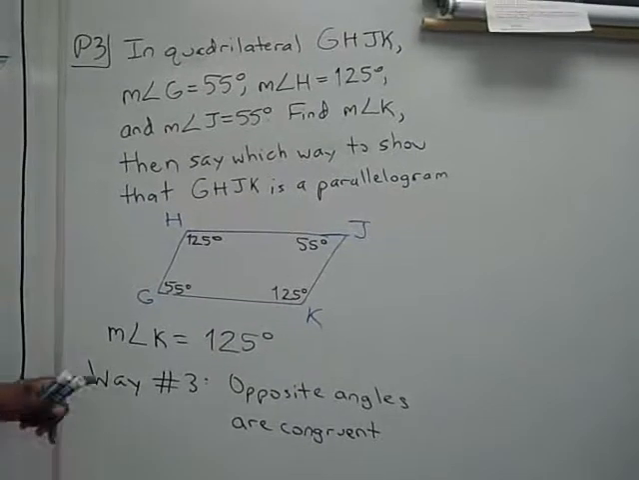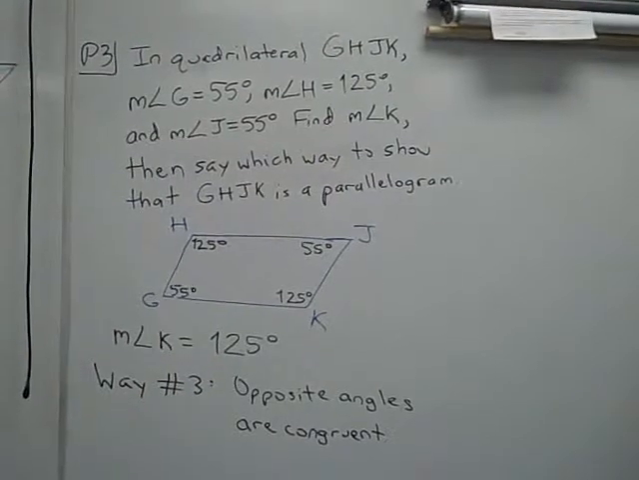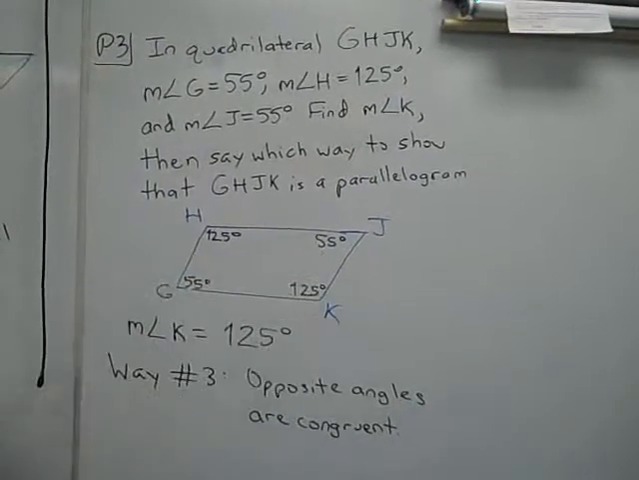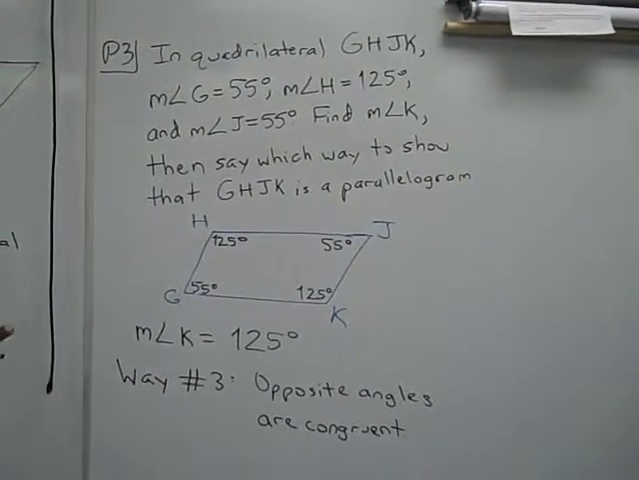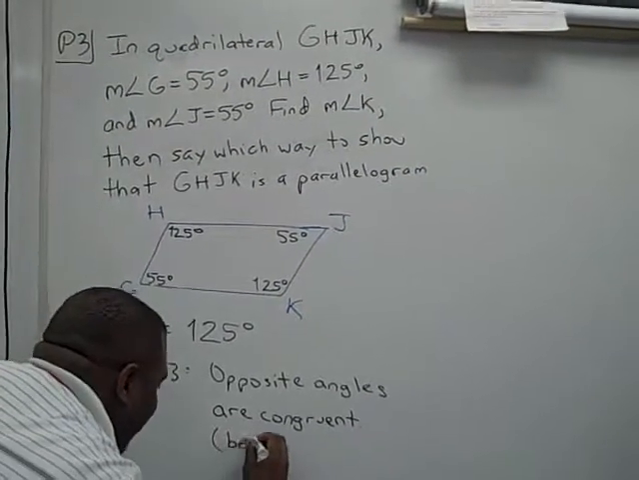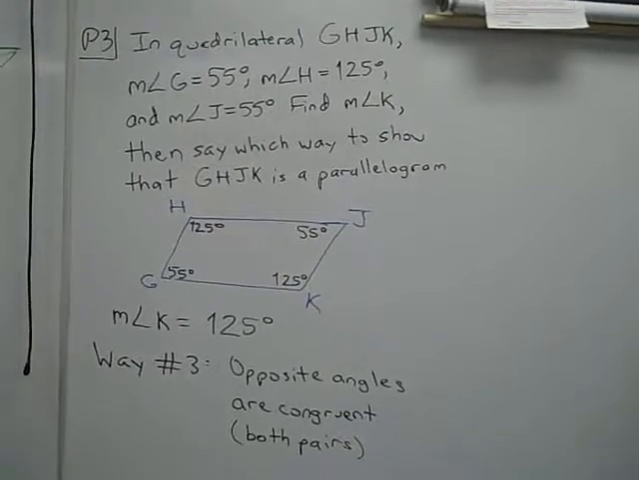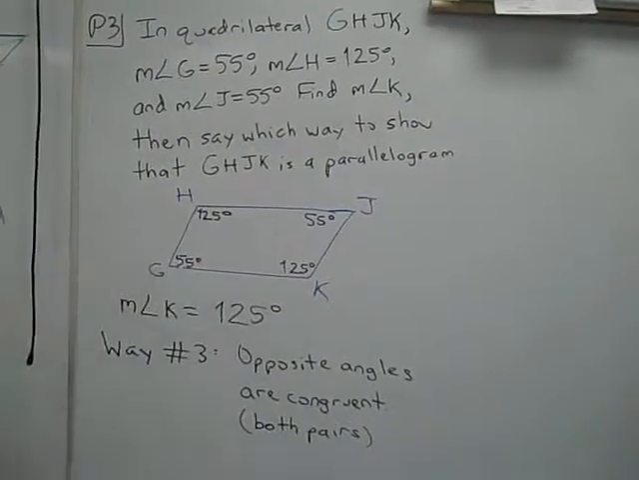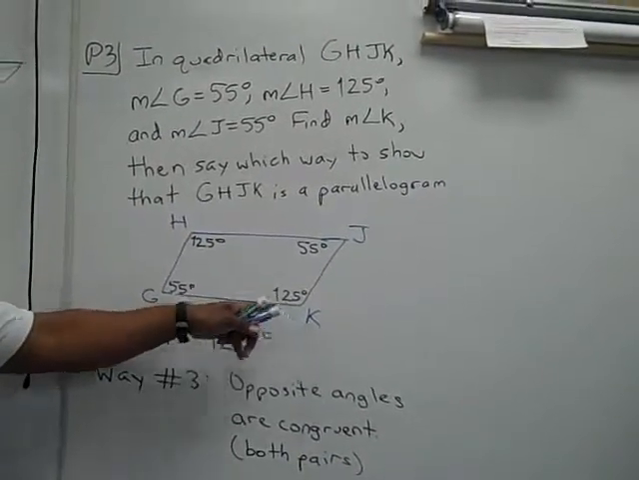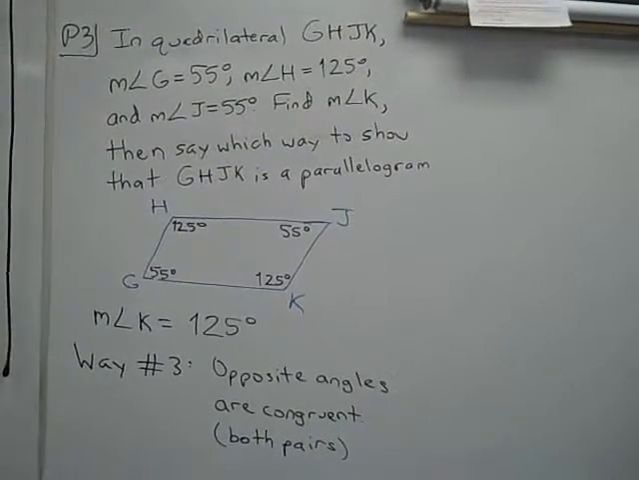Now, just like we did on the last question, if this angle measure had been anything else besides 125, this would not be a parallelogram. Okay? Yes, 55 degrees and 55 degrees are opposite, but keep in mind that the way was that both pairs of opposite angles are congruent. So I need to also write that down here. And remember, this is both pairs. This has to work for both pairs. So if I can get both pairs of opposite angles to be congruent, then I've proven that the shape is indeed a parallelogram. So if this had been 124, this had been 128, anything besides 125, this would not have even been a parallelogram.